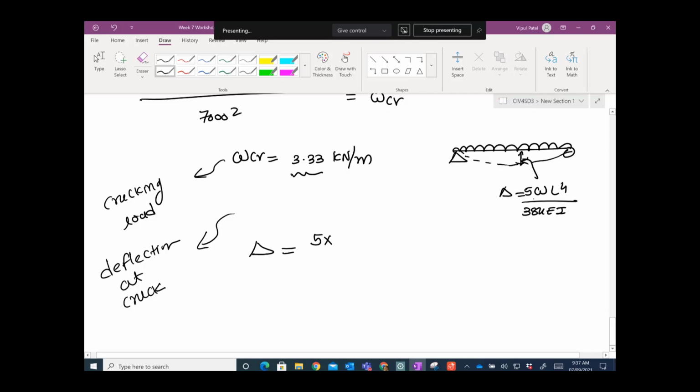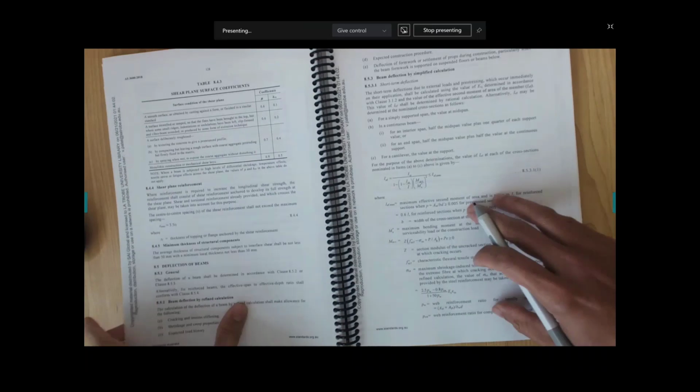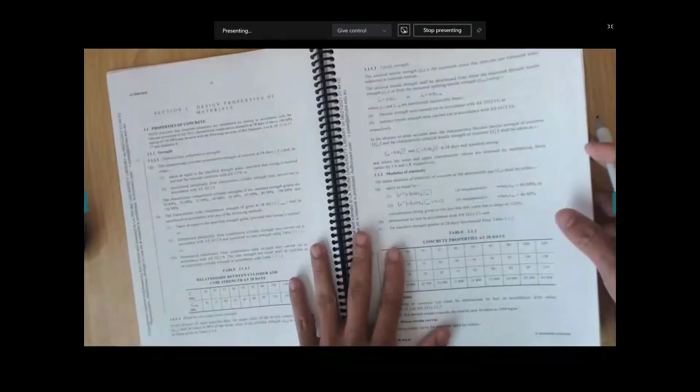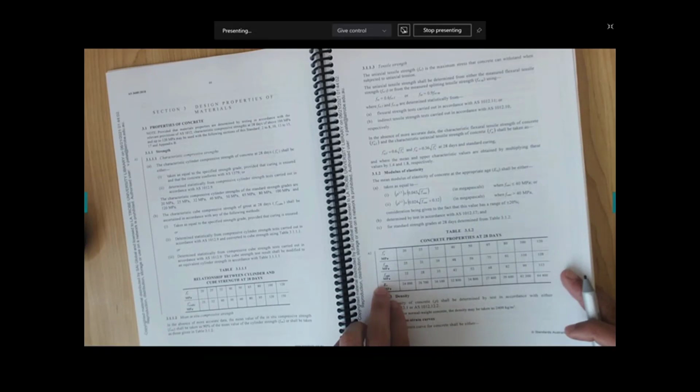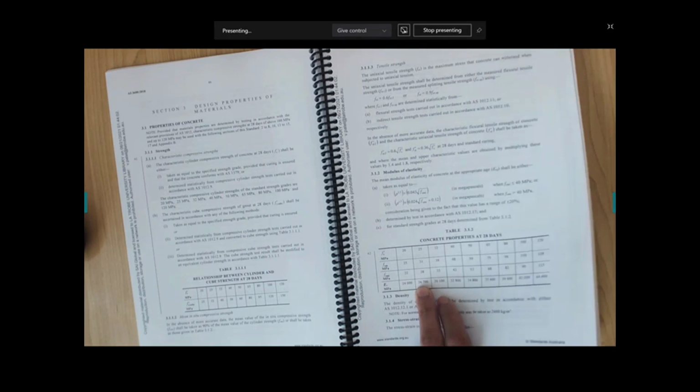In this one, W is the cracking load, which is 3.33 kilonewton per meter, times the length 7000 to the power 4, over 384. E is the Young modulus of the concrete. If you want to know the Young modulus of the concrete for 25 megapascals, you can go all the way back to table 3.1.2: Young modulus of the concrete for 25 megapascals is 26,700.